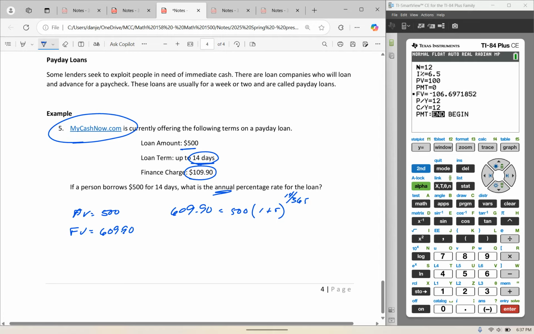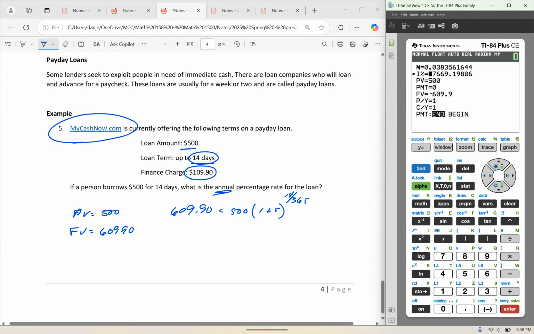I'm going to choose to use the TVM solver. The present value of the investment is $500. The future value is $609.90. I'm going to be given $500, so that's positive. I'm going to return $609.90. We're talking about an annual rate, so my PY and CY should be 1. We want to figure out the interest rate. The N is 14 over 365. That's 14 days. Alpha solve to find the interest rate.